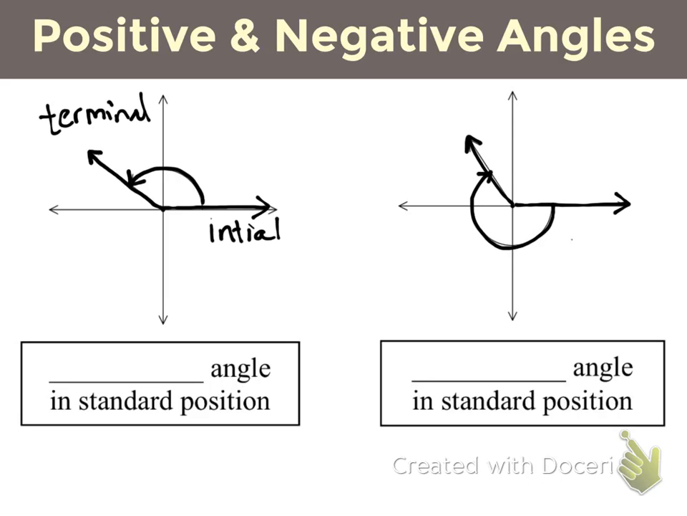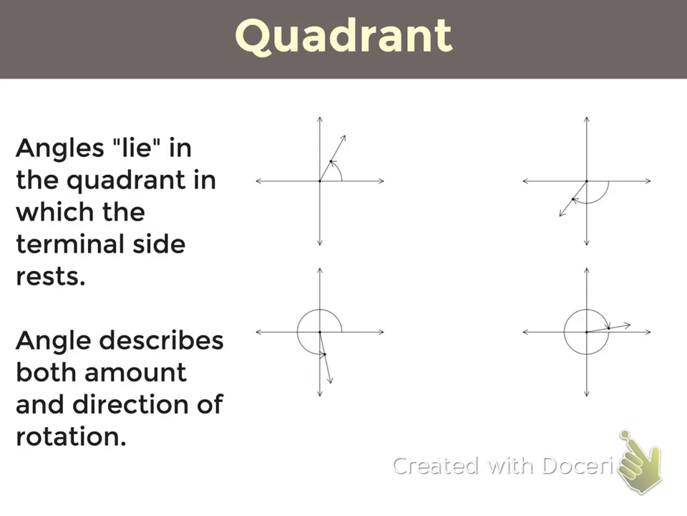So again, positive angles are going to be positive angles in standard position. Here we go, and a negative angle here. So we're just looking for the word positive. We're also seeing that they go clockwise. And negative angles, they actually turn in a counterclockwise direction.